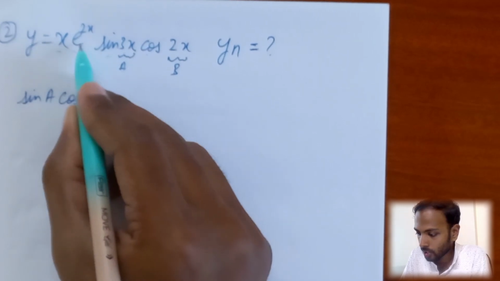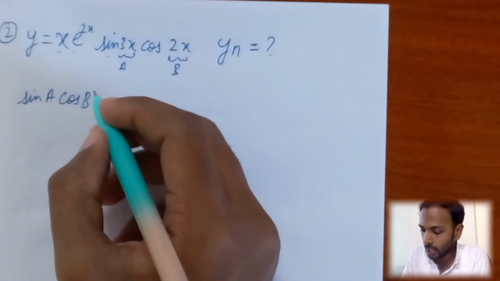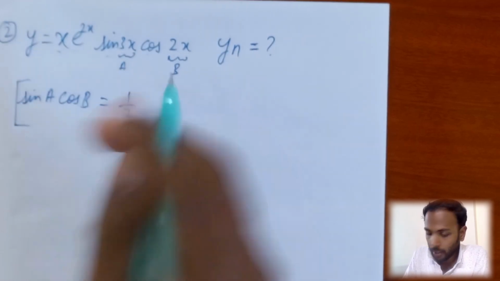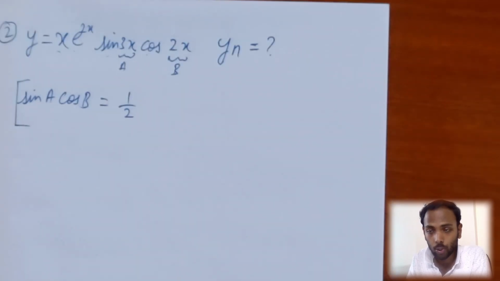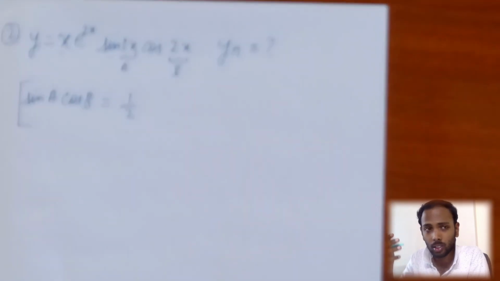For other combinations like e power 2x into sine x, we don't know any formula. But we know sine A into cos B, and this is in that form. By the way, I give many practice questions also. The next video will be the last video on Leibniz theorem. In the description of the next video, the third video of this playlist, I have given around 10 to 11 practice questions. Those questions plus these questions plus the questions of the previous video are more than enough for you to solve any question.